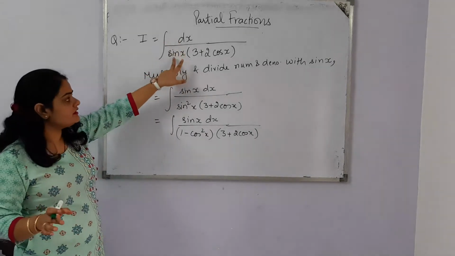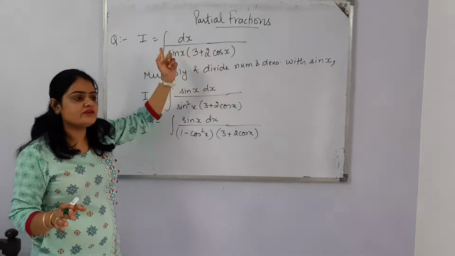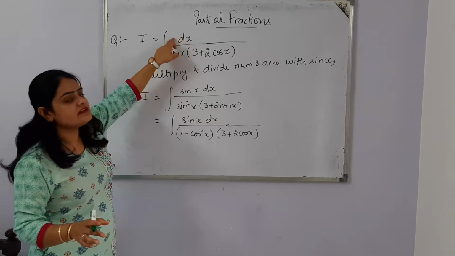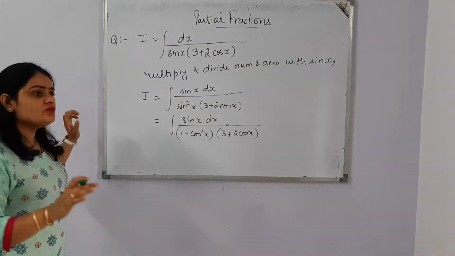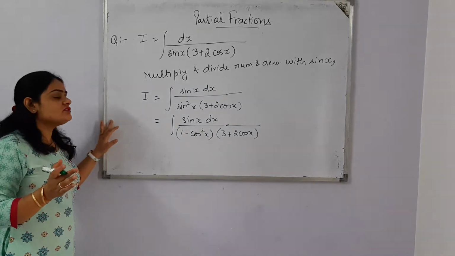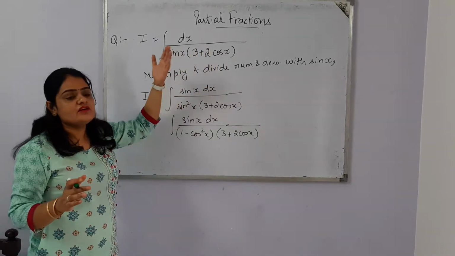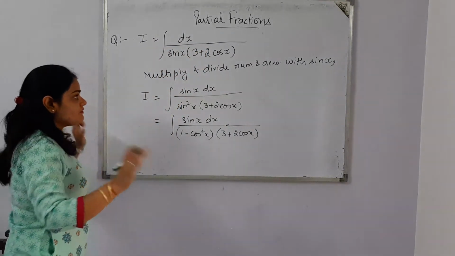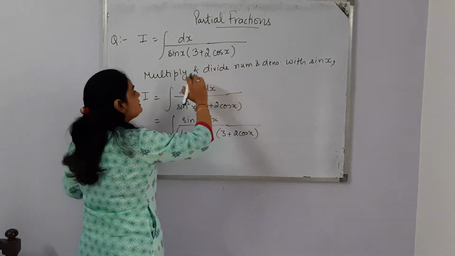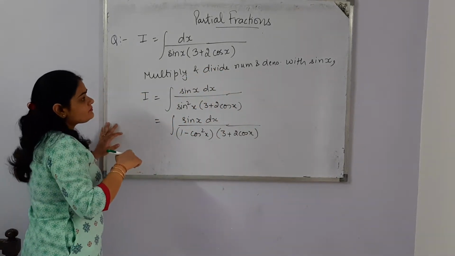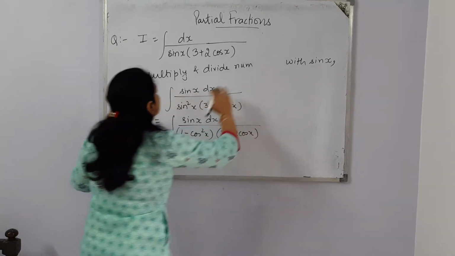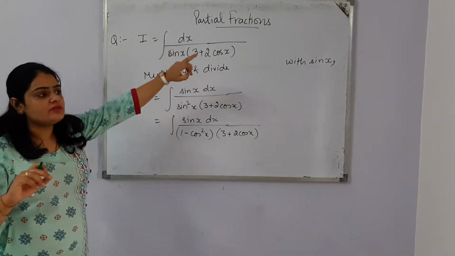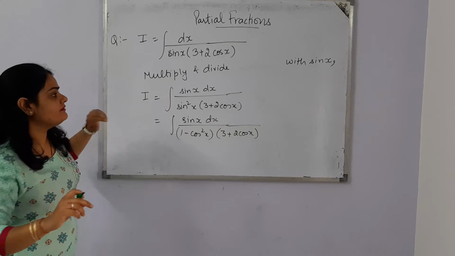in the question there were two trigonometric functions, sin and cos, in the denominator, and there was only a constant in the numerator. That means if nothing is there, 1 was in the numerator. So it was not possible because sin x's derivative is cos x and cos x's derivative is minus sin x. So which function do we have to substitute? We cannot reach the solution. So we multiply and divide numerator and denominator with sin x.